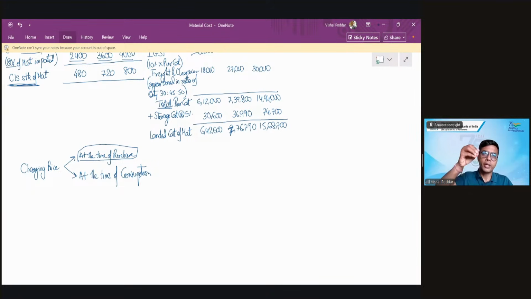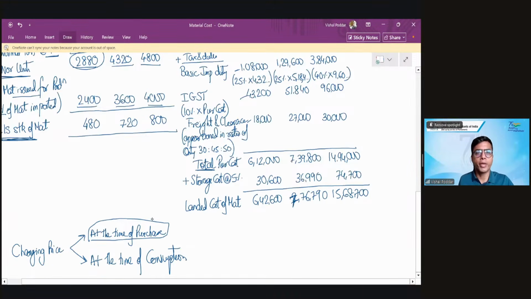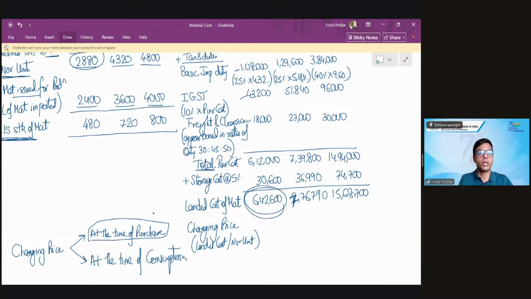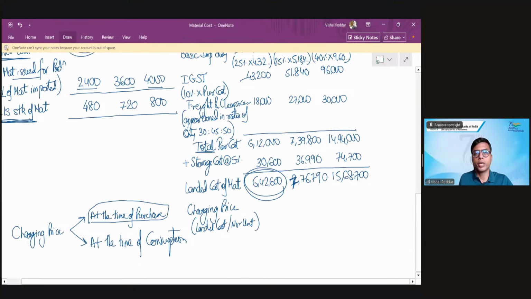You calculated it at the time of purchase, which we just did. Rather, we have to just conclude this answer. Sorry, we have not yet done. We have to conclude this answer. So now you'll find out, students, the charging price. How that will be calculated? This landed cost upon the normal units. So this is the landed cost divided by this is the normal units. When you divide this, you get your charging price.